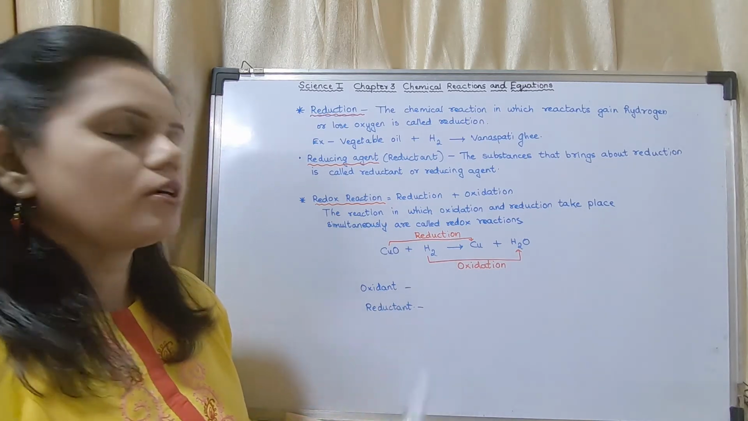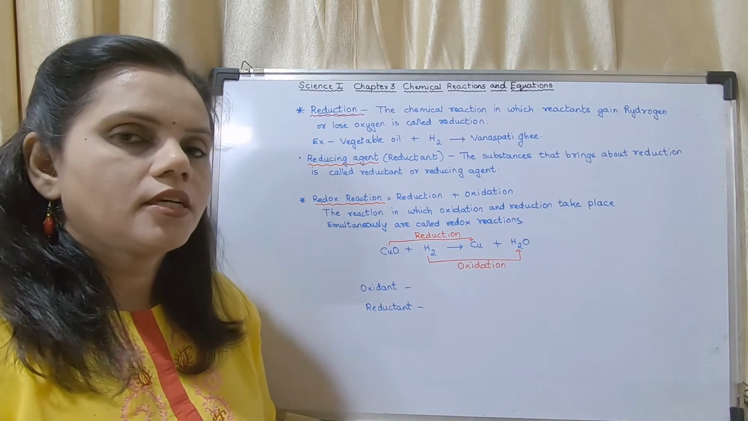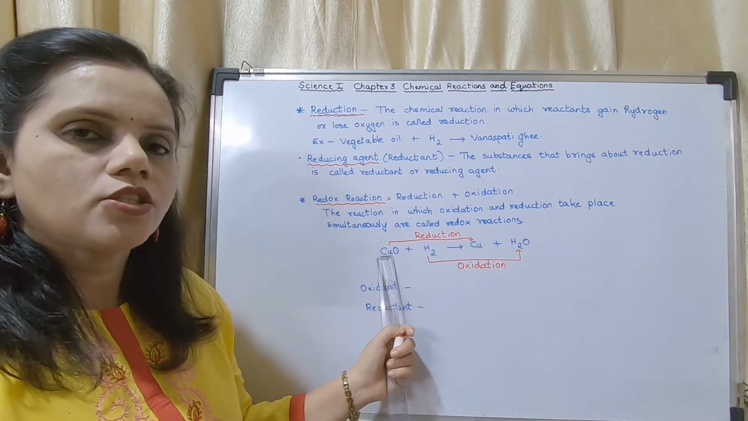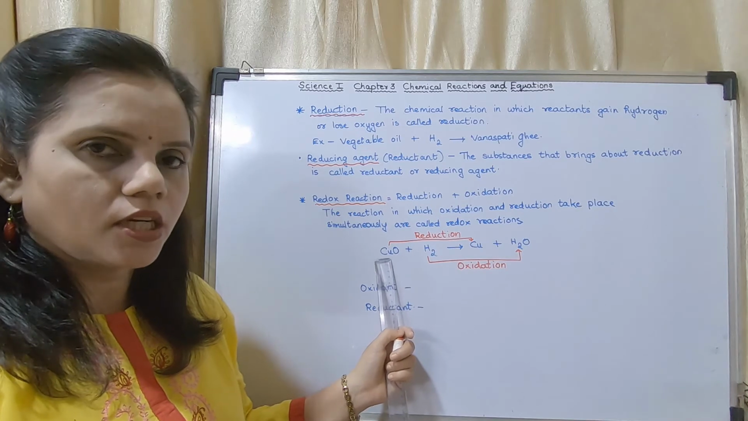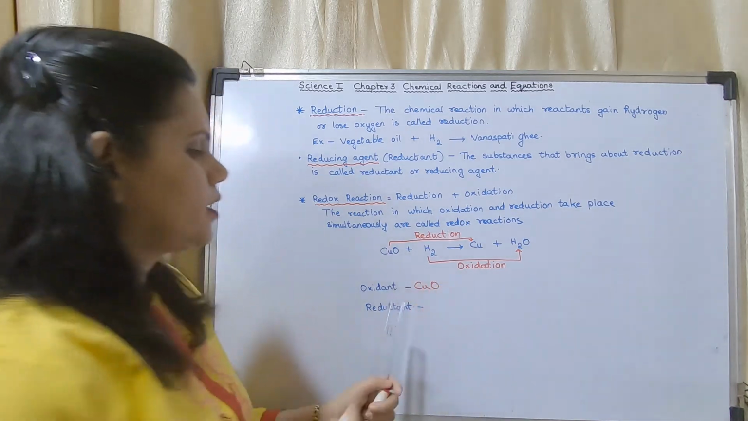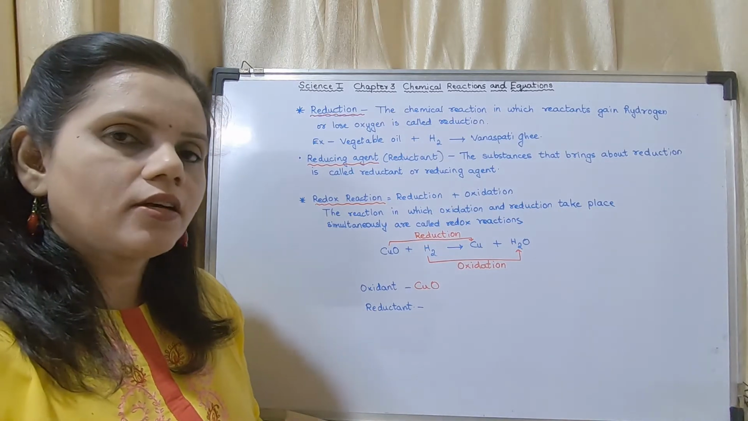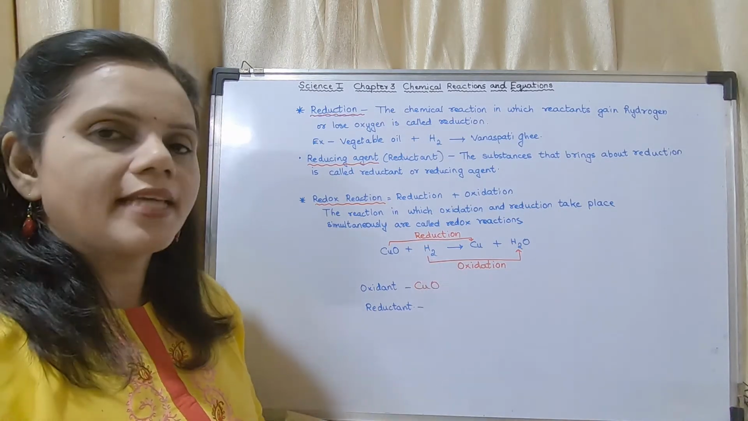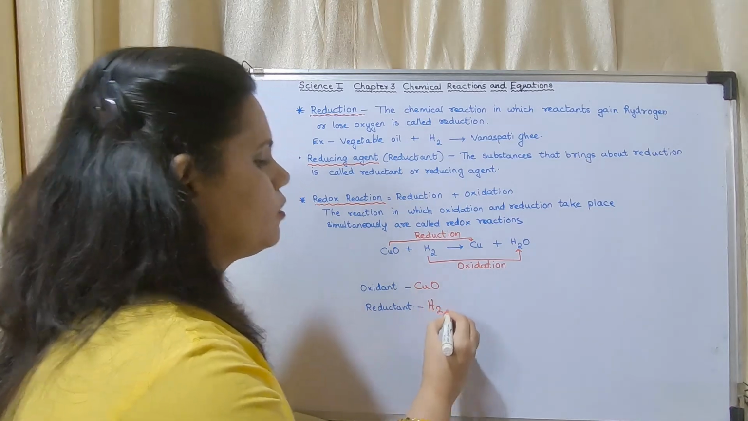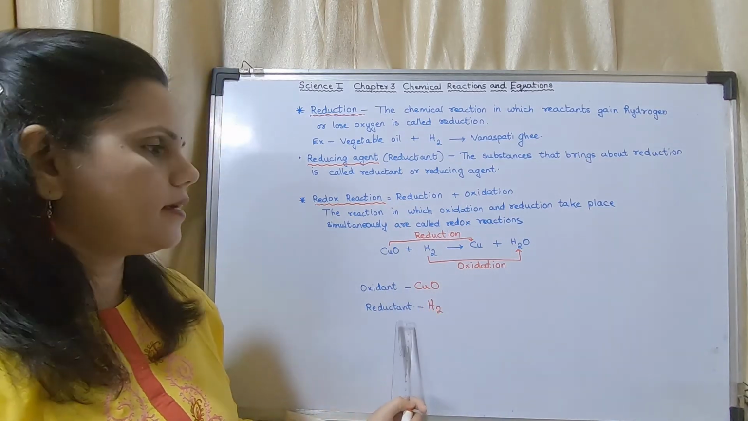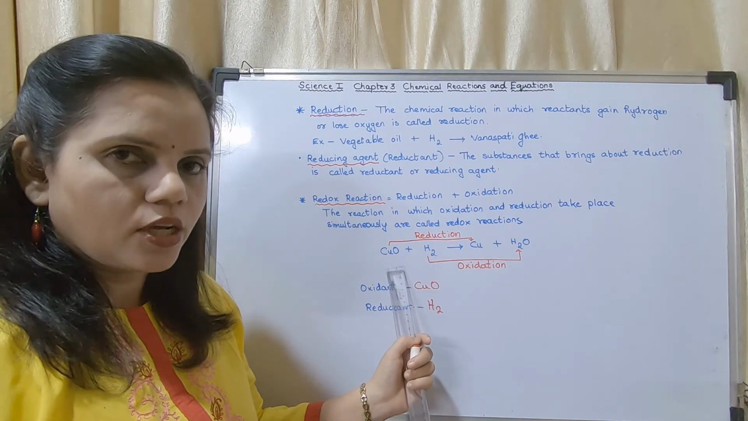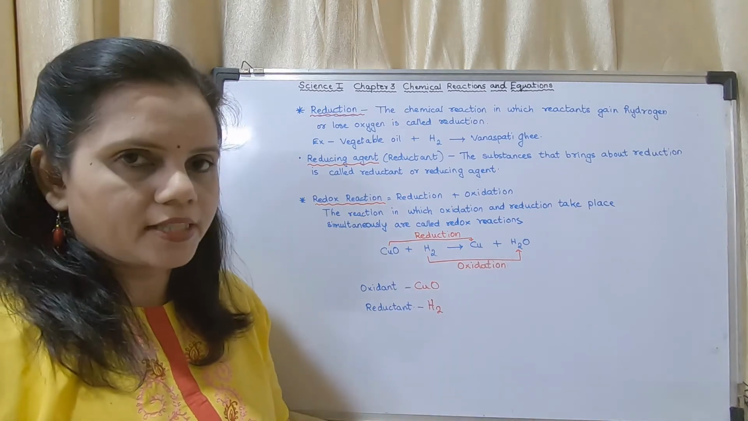Now oxidant, what is an oxidizing agent? Something which provides oxygen. Who is providing oxygen? CuO is providing oxygen. So CuO is the oxidant. Reductant, who is taking away oxygen? H2 is taking away oxygen. So H2 is the reductant. Whenever you write the oxidant and reductant, it is always from the left hand side, that is the reactants. Okay, it is not from the product side.